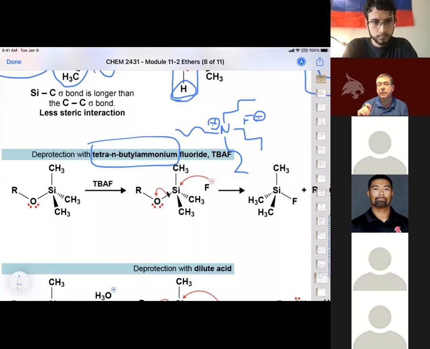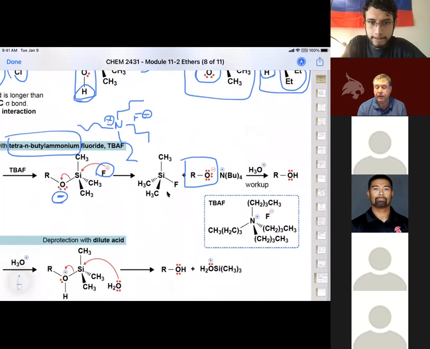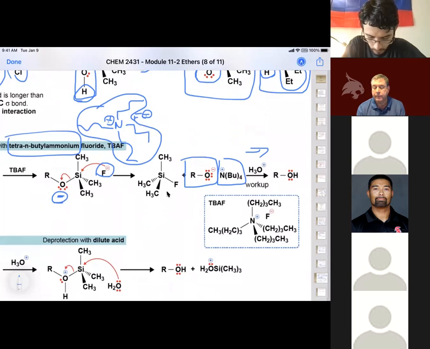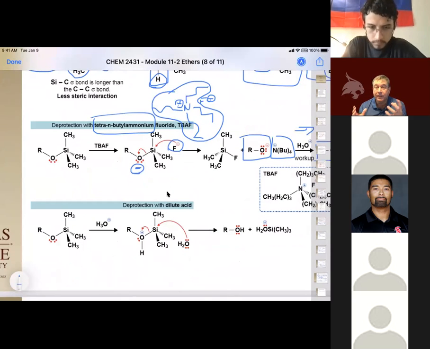But the cool thing is that the bond strength of the silicon-fluorine bond is much, much stronger than the bond strength of the oxygen-silicon bond. And so what happens is when you have your fluoride act as a nucleophile, the best leaving group is going to be this oxygen anion. And this oxygen anion leaving is going to be an irreversible process. And we generate our oxygen anion that's counterbalanced by the positive ammonium group here. And then when you work it up with a little bit of acid, you protonate your alcohol and you generate your final product.